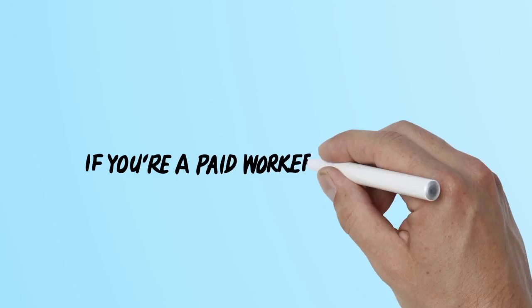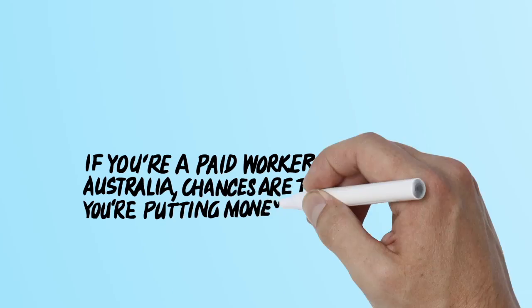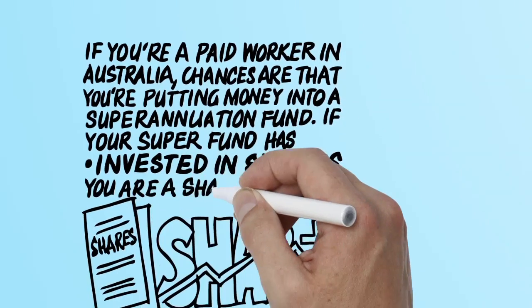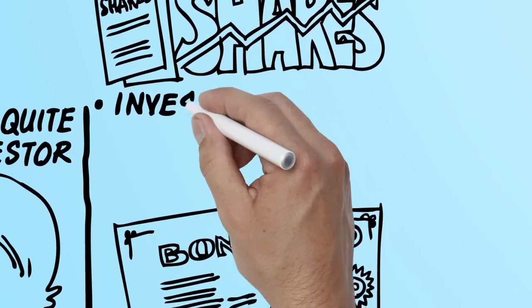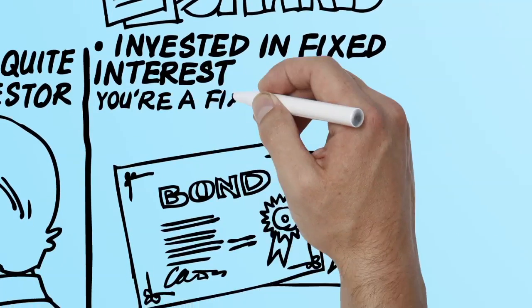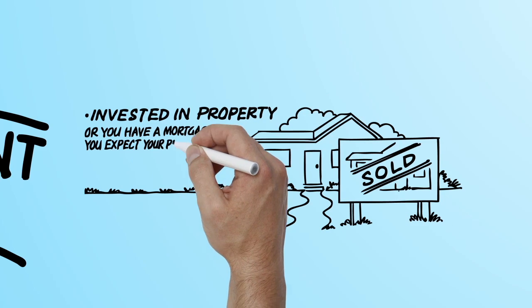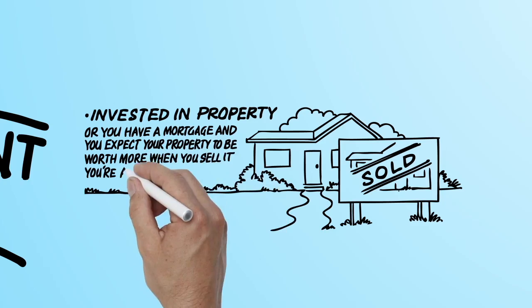If you're a paid worker in Australia, chances are that you are putting money into a superannuation fund. And if your super fund has invested in shares, then really you are a share investor. And if some of that super is in fixed interest, then you are a fixed interest or bond investor. Likewise, if your super is invested in property, or even if you have a mortgage and you expect your property to be worth more when you sell it, then you are a property investor.